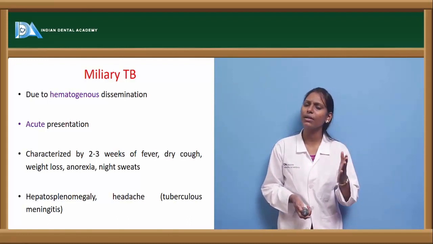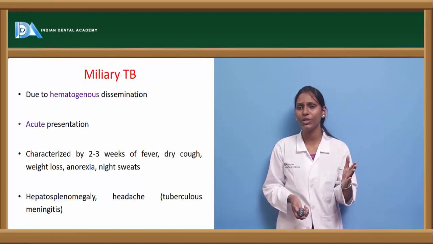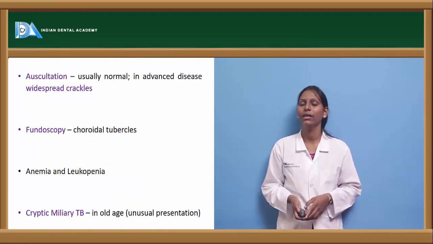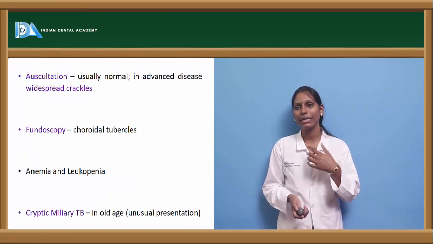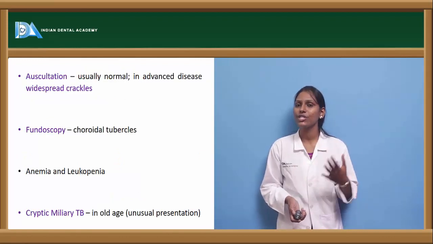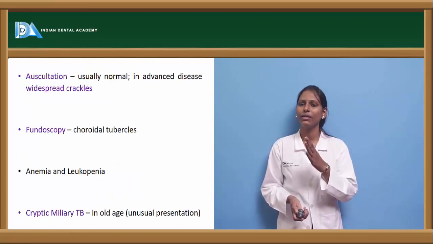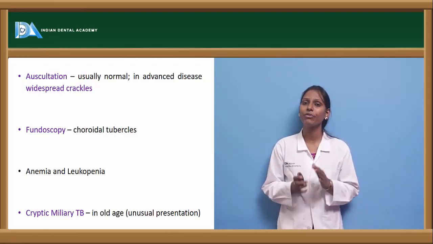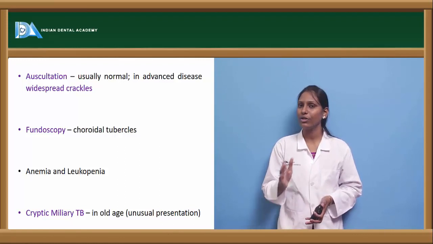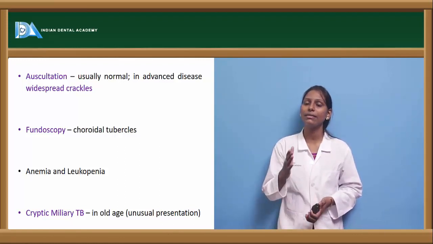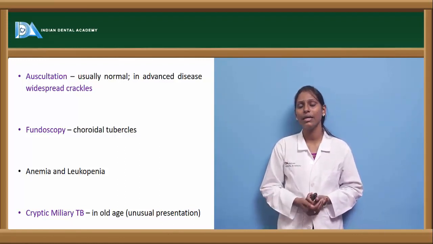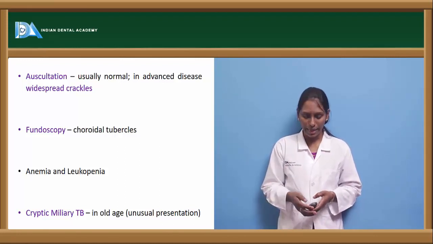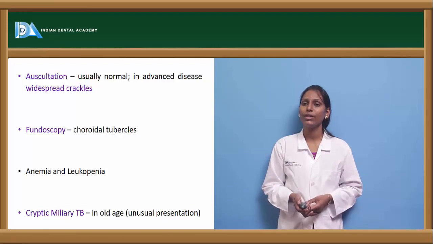If patients are complaining of continuous headache, then suspicion of tuberculous meningitis also has to be considered, along with other symptoms such as stiffness of the neck. On auscultation it is normal, but in advanced cases we usually hear widespread crackle sounds. Fundoscopy can also be done in these cases, and choroidal tuberculosis can be seen. Anemia and leukopenia are common blood investigative features, and cryptic miliary tubercle is seen in the old age group.